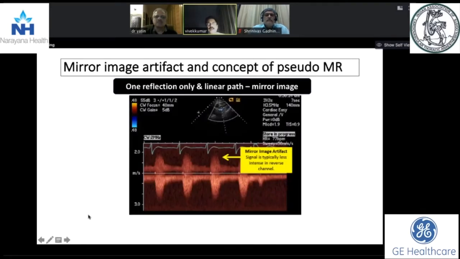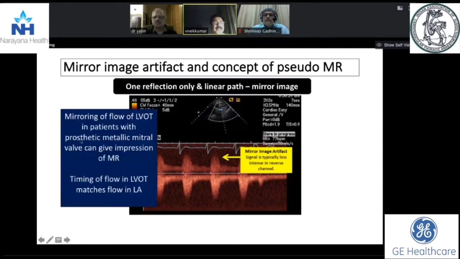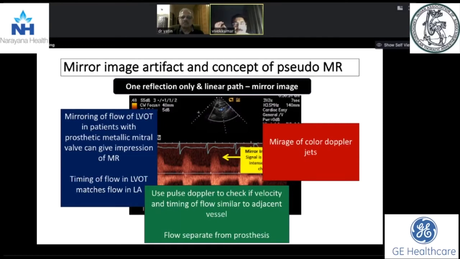I could not capture the mirror image artifact and the concept of pseudo MR from my recordings, but it is very clear that when you have a prosthetic mitral valve in place, it acts like a mirror and the LVOT flow is mirrored onto the LA, giving you a false sense of an MR jet in the LA. But if you put a pulse wave Doppler, you will find that the timing and velocity of this jet are identical to the LVOT flow. Moreover, there will be a gap between the prosthesis and the so-called MR jet. That is the concept of pseudo MR.